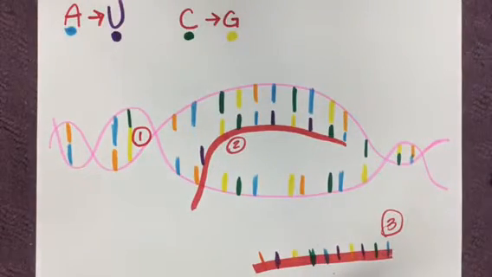Now the RNA strand has been fully transcribed and detaches from the DNA strand. It moves out of the nucleus into the cytoplasm and tries to find a ribosome to make a protein.